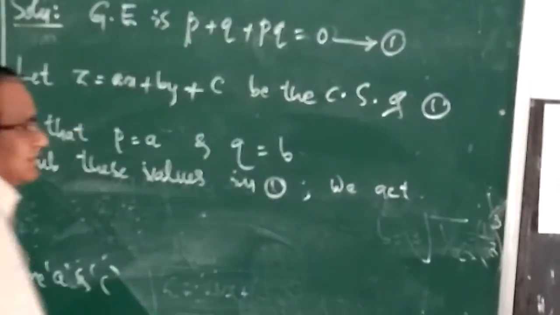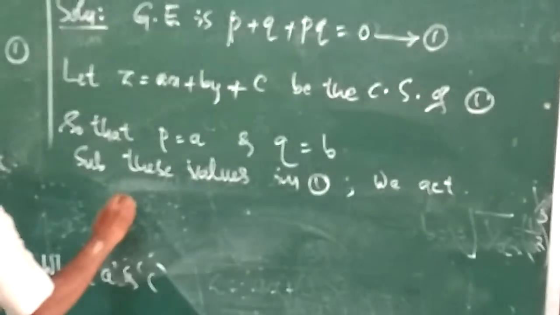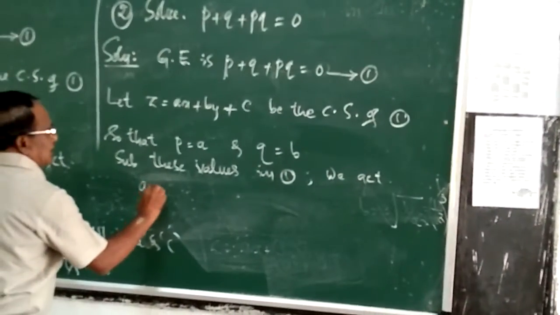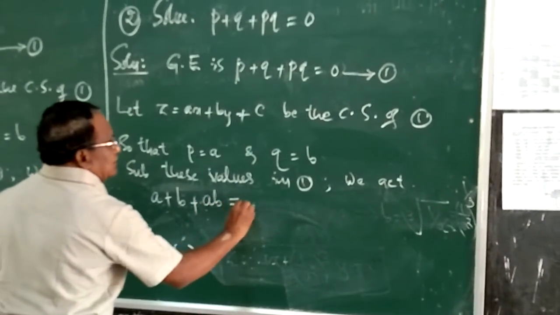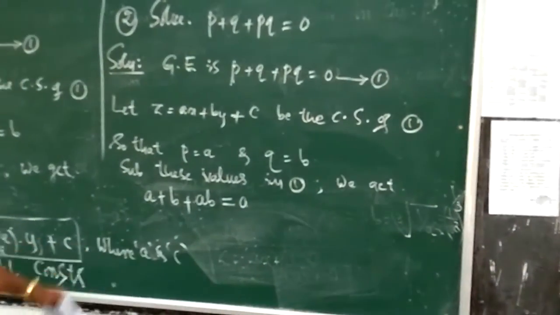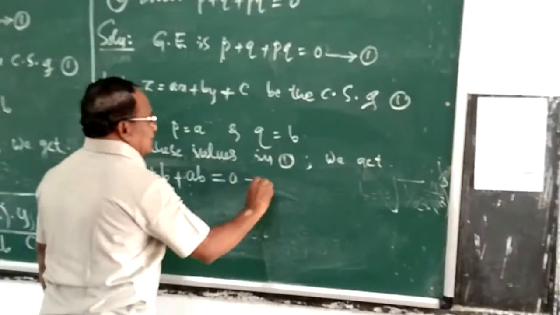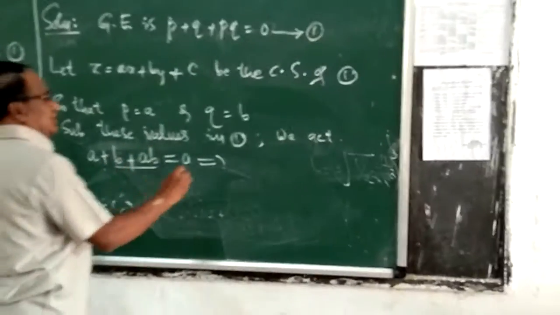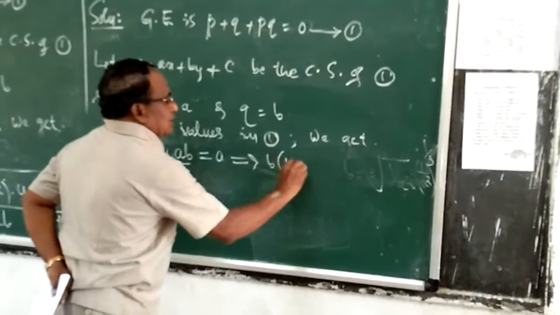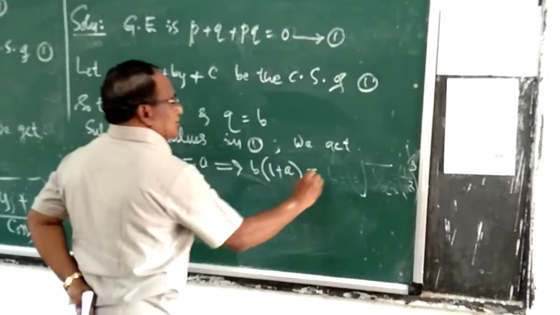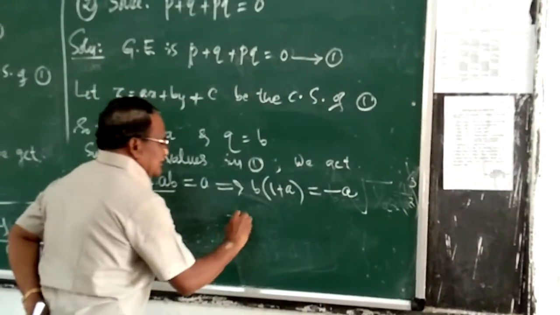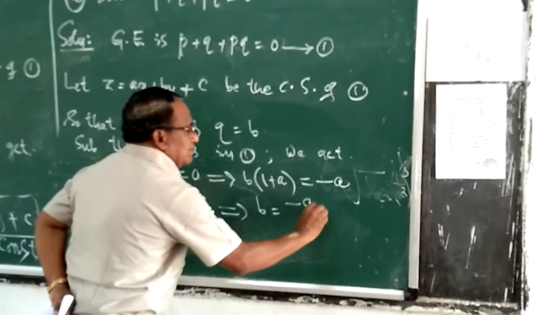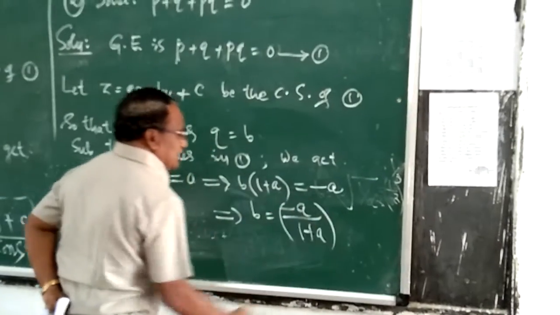Substituting this in equation number 1, we get p, that is a, plus q, that is b, plus pq, that is ab, is equal to 0. With the help of this, you have to find the value of b. So for that, among these two terms, you take b as a common factor: b into 1 plus a is equal to, transferring a to the right hand side, minus a. This implies that b is equal to minus a divided by 1 plus a.